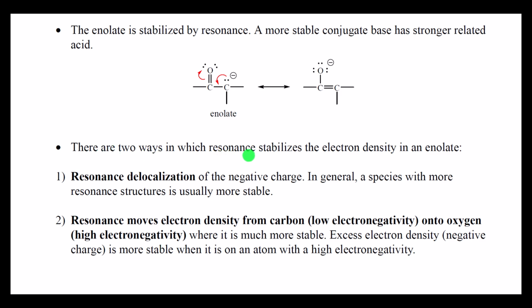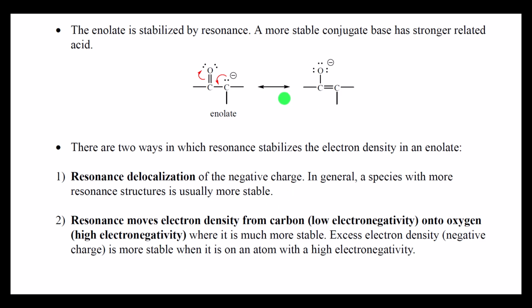There are 2 ways in which this stabilization occurs. First is resonance delocalization of the negative charge. We've seen that just having resonance structures will generally increase the stability of a species.